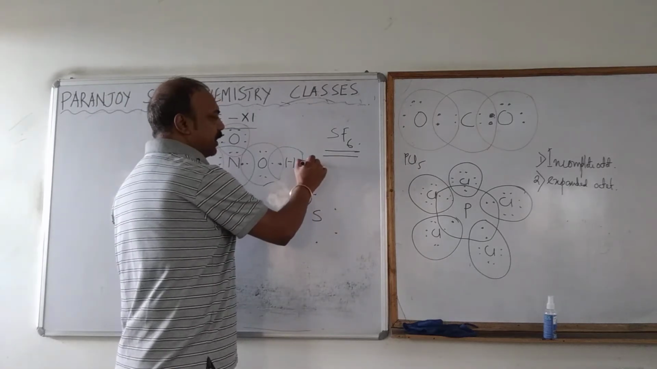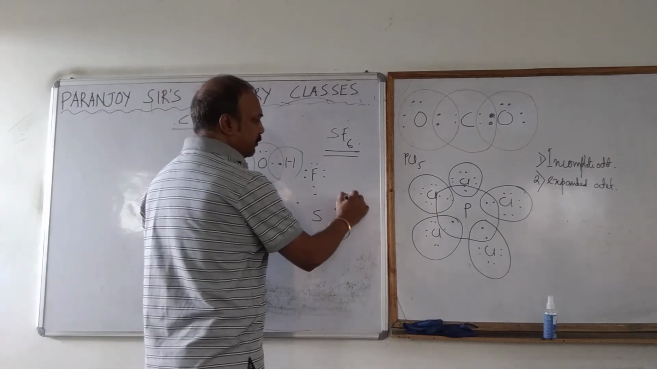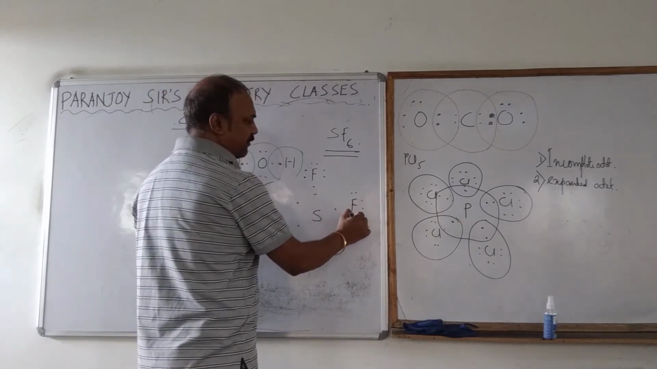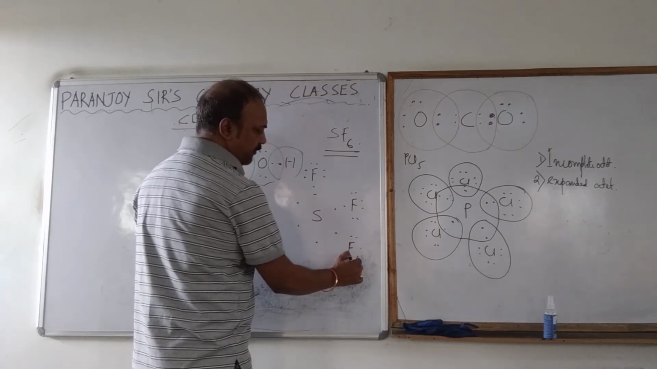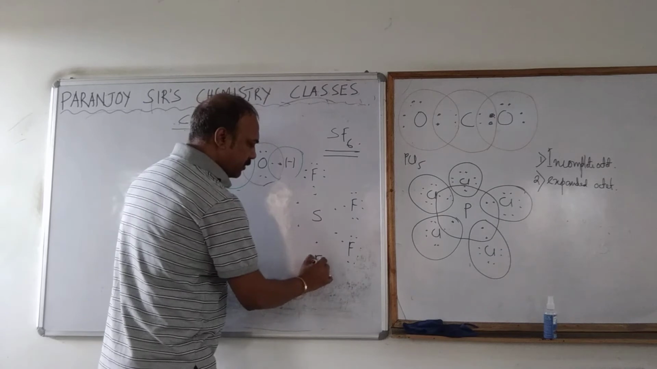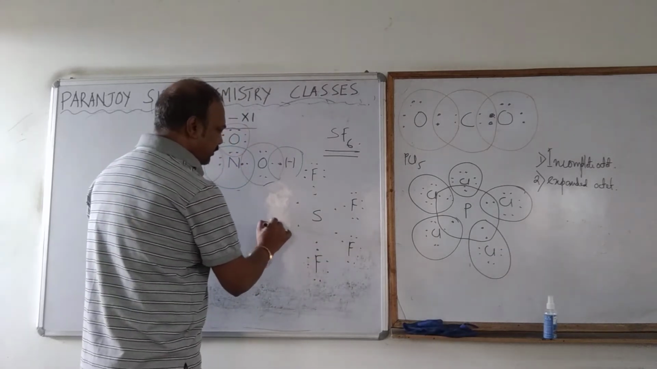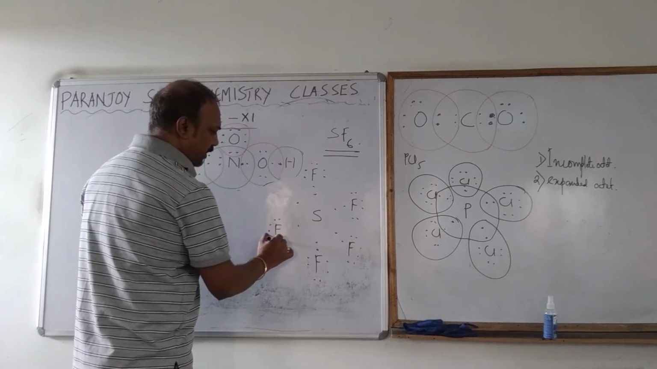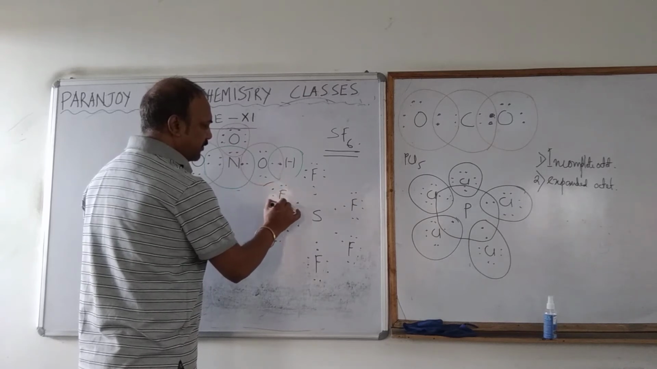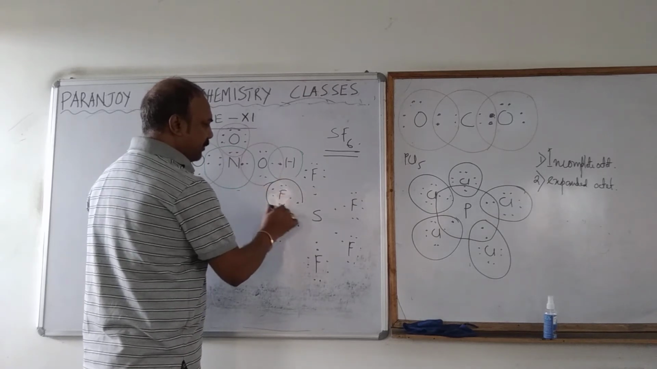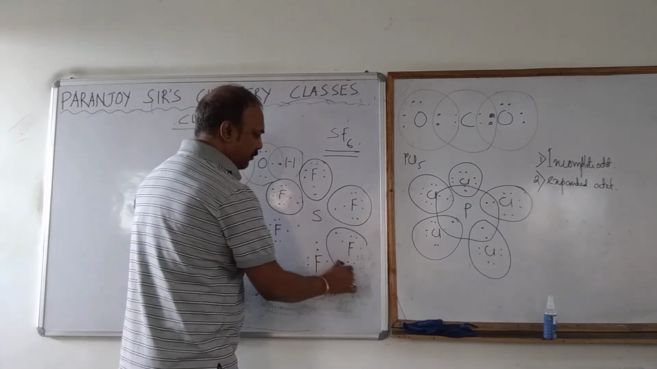So fluorine has 1, 2, 3, 4, 5, 6 and 7, and the same for each of the six fluorines. It is very easy to make the fluorines 8. Okay, so we are making the fluorines 8.